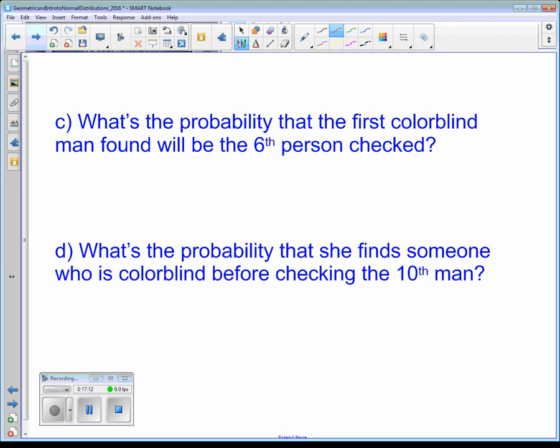All right, let's try some more. These actually are going to be more of the geometric situation. But let's look at the third example, letter C. What's the probability that the first colorblind man will be found on the 6th person checked?